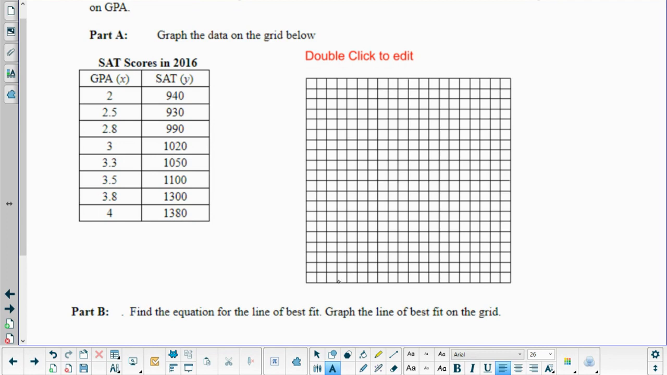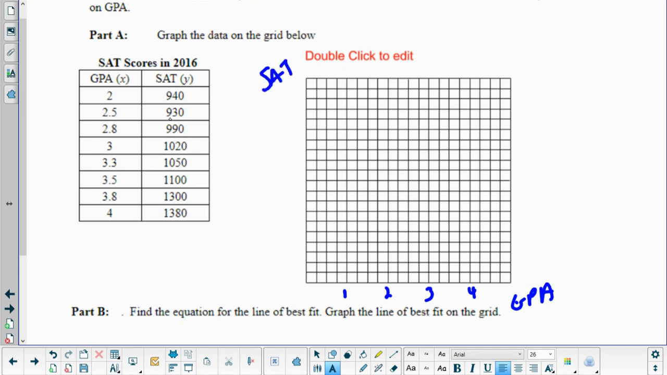So 0.25, 0.5, 0.75, this would be 1. 1, 2, 3, 4, this would be 2. This would be 3. And this would be 4. Okay, and the reason I did that is I want to spread out my data as much as possible. If not, it'll be all scrunched in one little corner, and then it's going to be hard to see what our data looks like. Okay, for our y's, this is our SAT. So this was the GPA down here, and this is going to be the SATs over here.